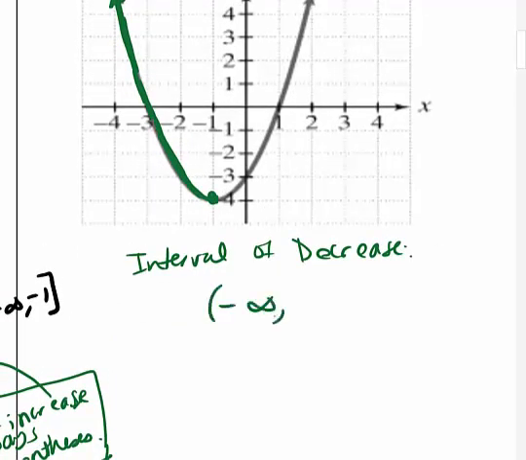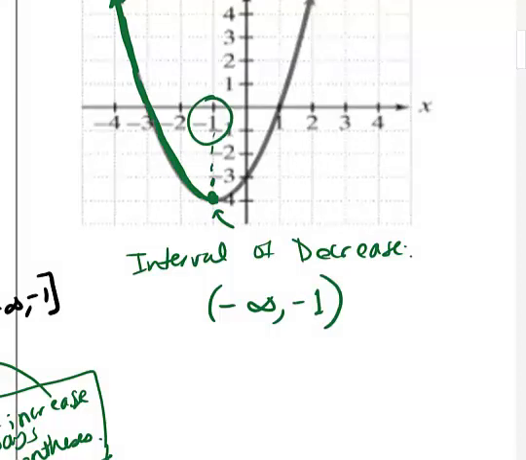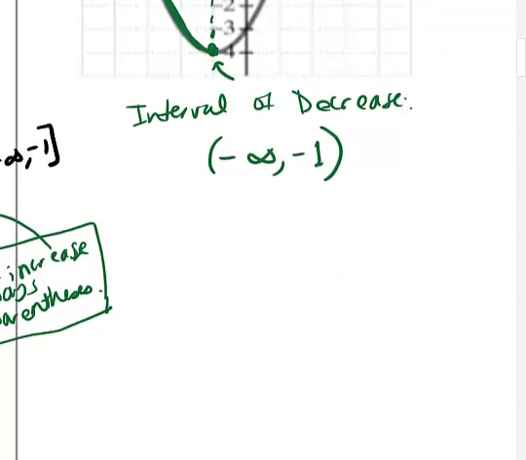This one happens to only have one. It's going to the left forever, so it goes from -infinity. And the x value that it stops decreasing at is this low point here, and I'm going to line that up with the x-axis. It's at -1. And like we said, you don't even have to think about it. Intervals of increase and decrease are always parentheses.